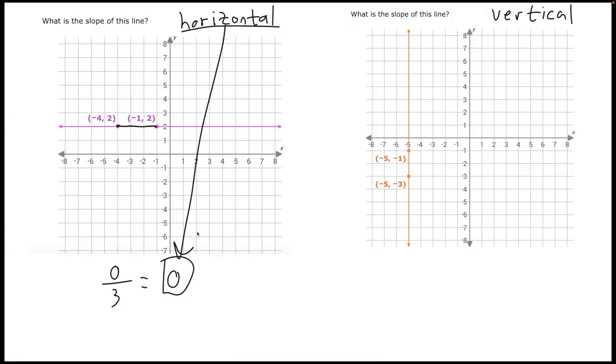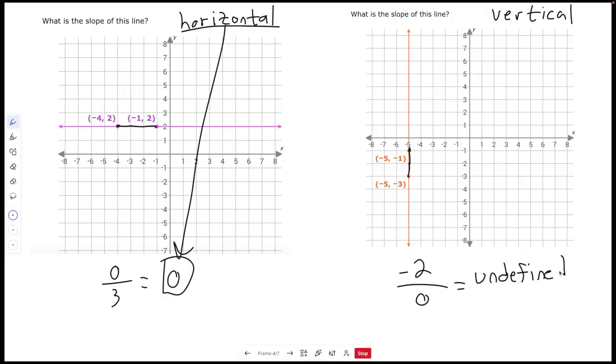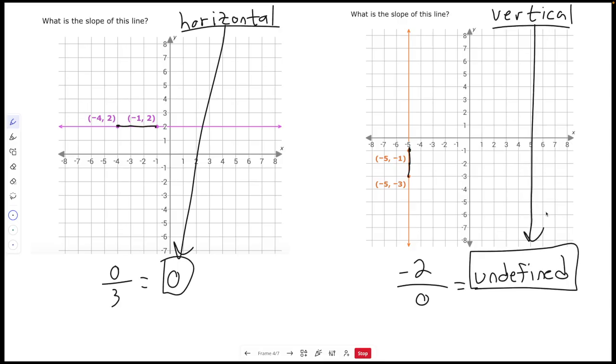For a vertical line, let's start from here and go 1, 2 down, so it's negative 2 down. And then how far left or right? Well, we go 0 left or right. Well, if you do negative 2 divided by 0 in a calculator, Google, doesn't matter, negative 2 divided by 0 is just undefined. And this is true for any vertical line. The slope will always be undefined.